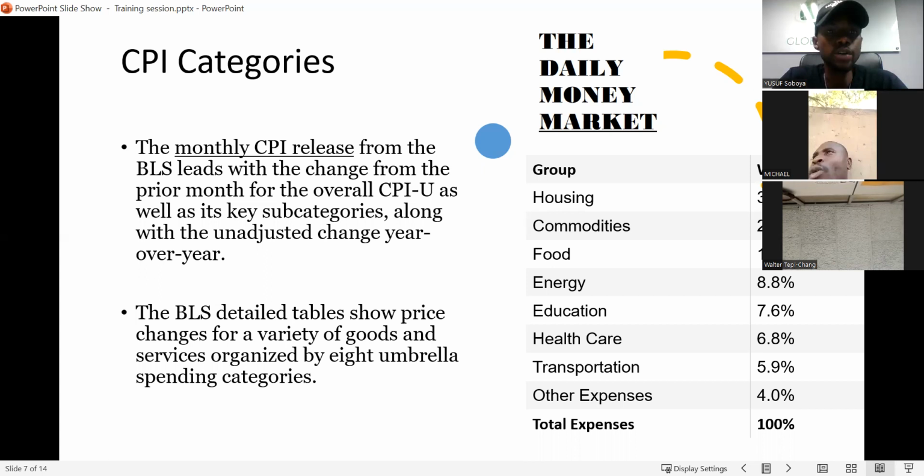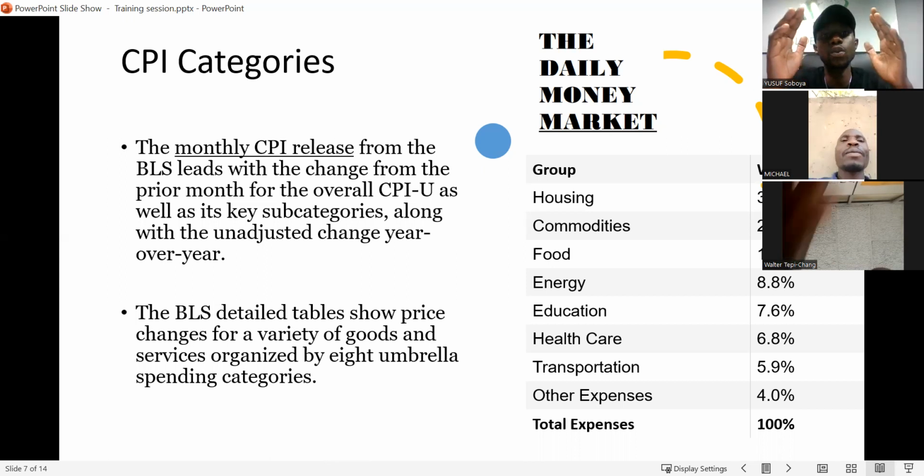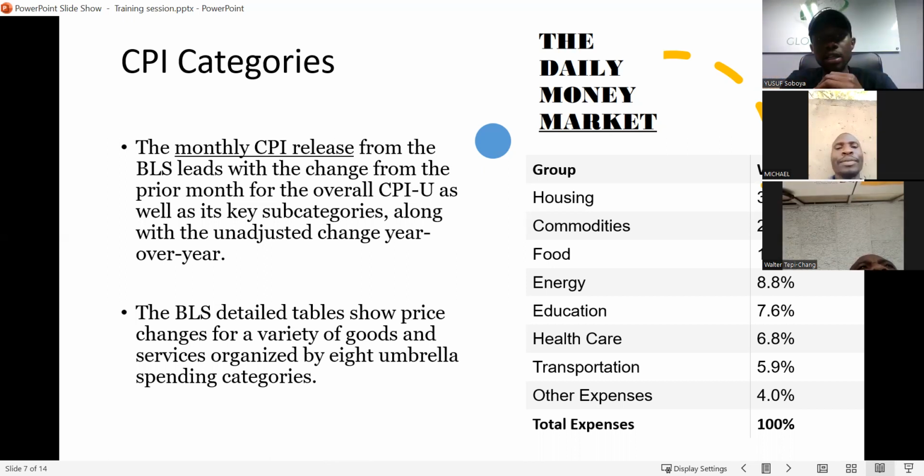All right. So the monthly CPI release from the BLS leads with a change from the prior month for the overall CPI-U, as well as its key subcategories, along with adjusted changes over the year. The BLS detailed table shows the price changes from a variety of goods and services organized by the 8 umbrella spending categories. So these are the 8 umbrella spending categories: housing, commodities, food, energy, education, healthcare, transportation, and others.